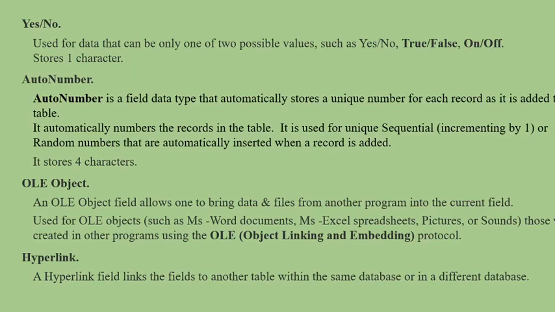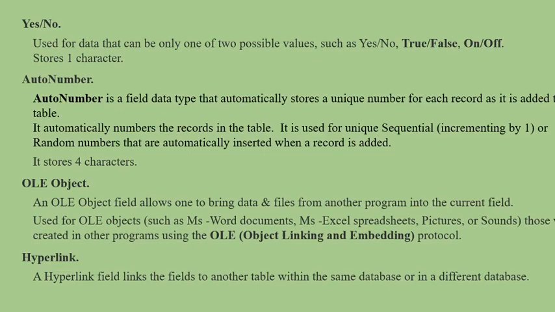Auto number will actually give 1, 2, 3, 4 that way. As you enter more details, it will be automatic. Then we have object linking and embedding, or OLE object. An OLE object field allows one to bring data and files from another program into the current field. For example, you can import a picture, sound, etc. But there is a new data type called attachment that actually is better than this.